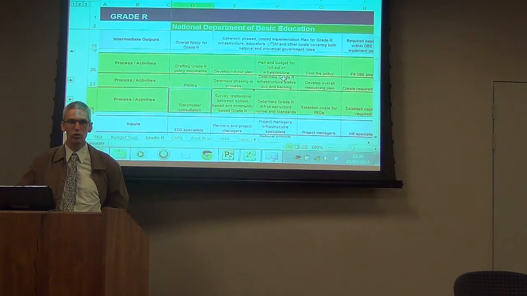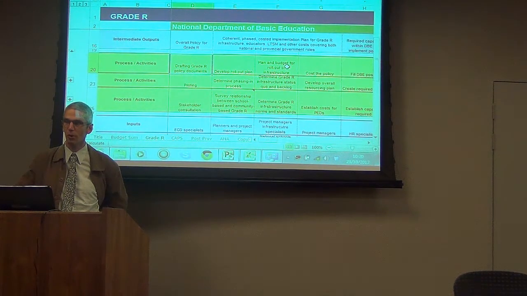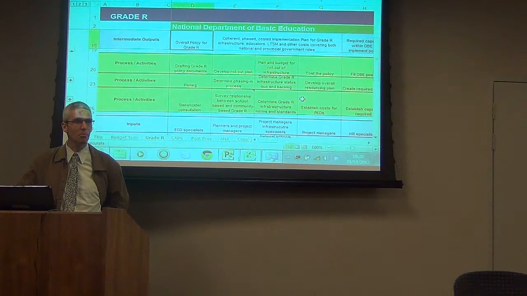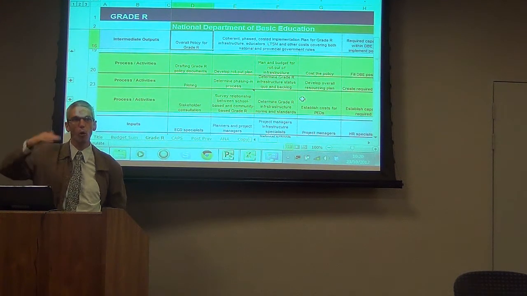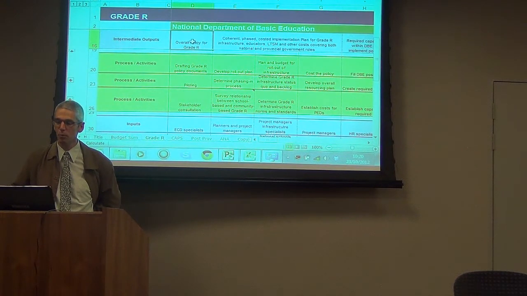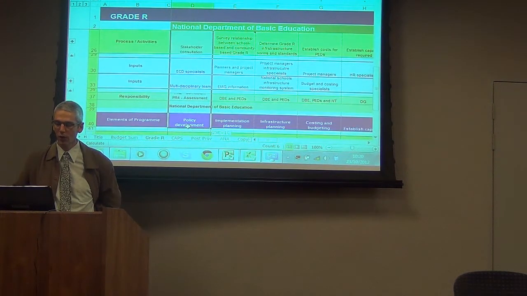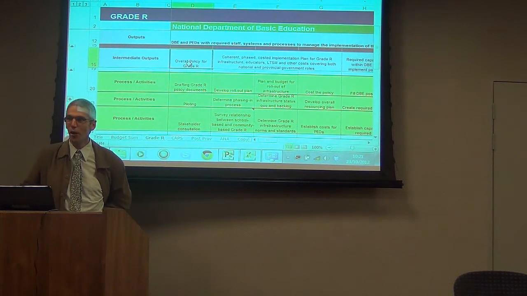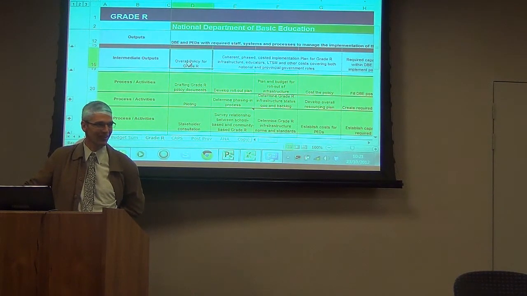So, we do some stakeholder consultation, we do some piloting, we do some drafting of grade R policy documents. We then have an intermediate output. This is a bit of a new term, intermediate. It's before the final output. Basically that intermediate output is the output of this element of the program. So if we want policy development, the intermediate output will be overall policy for grade R. Am I right? Okay, not much debate there.